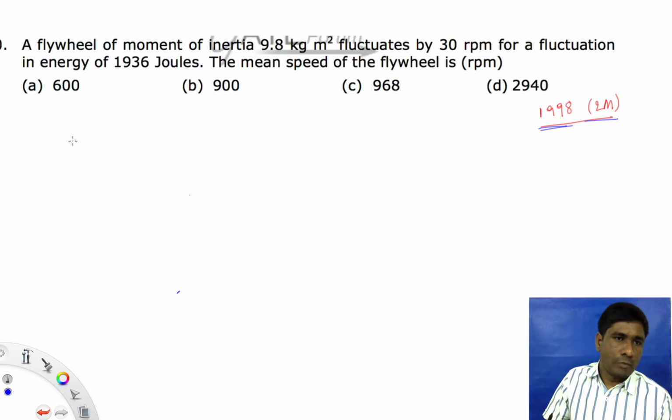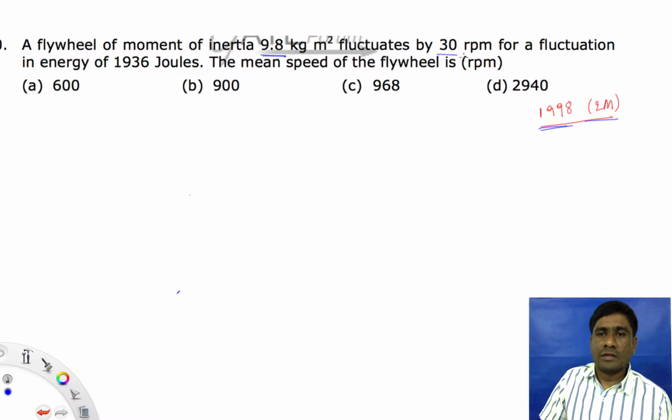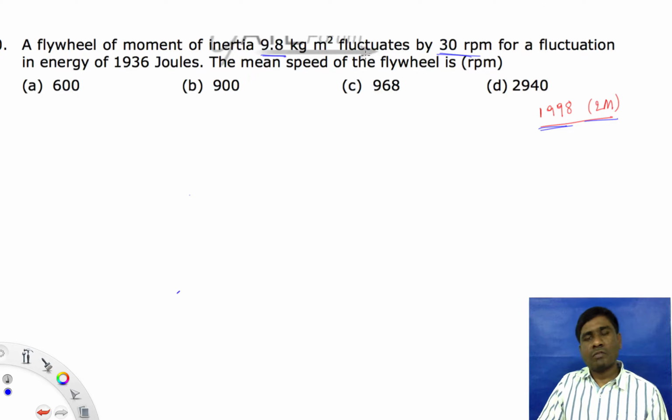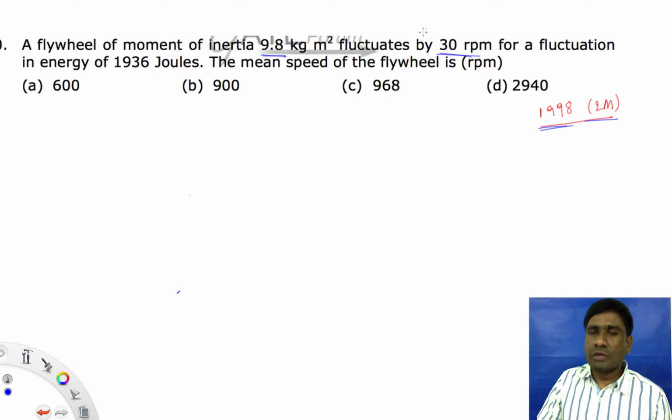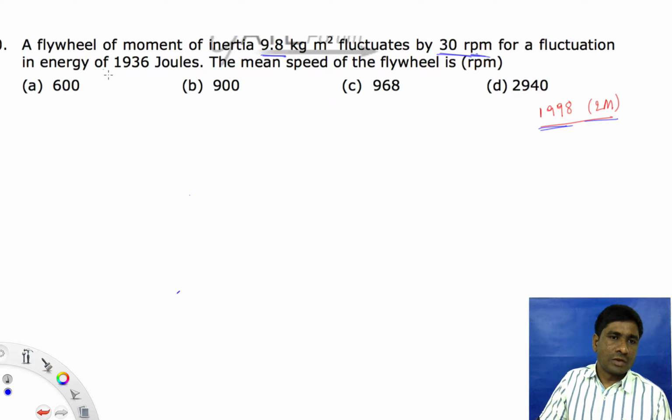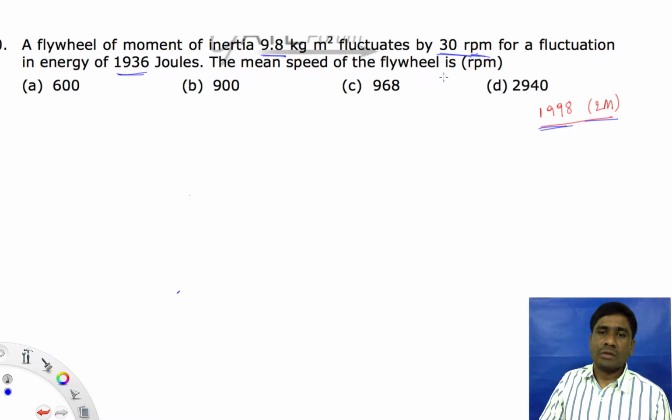So let's read the problem. A flywheel of moment of inertia I fluctuates by 30 rpm. So they have given how much amount of velocity it is fluctuating. That means they have given omega 1 minus omega 2, but here the units are rpm, so it is N1 minus N2, for a fluctuation of energy this much. So they have given delta E also. What we need to find out is the mean speed of the flywheel, that is omega.